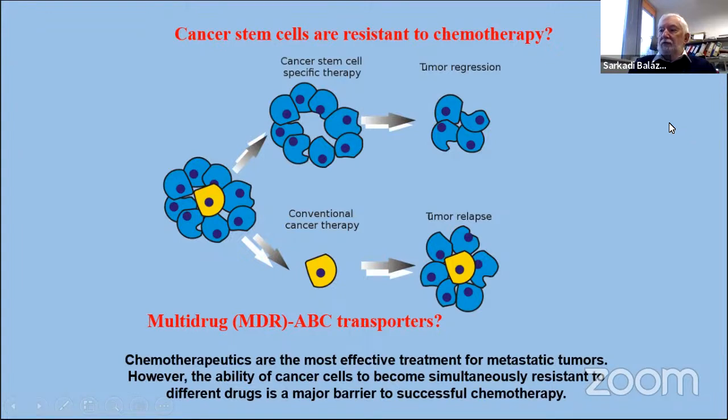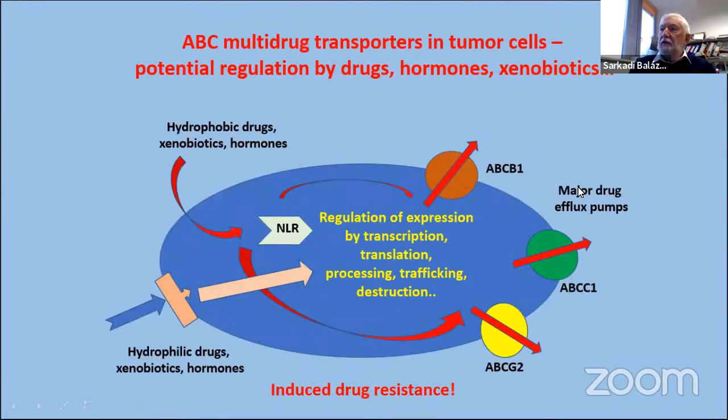I would like to focus on this area of cancer stem cells because chemotherapeutics are the most effective treatment for metastatic tumors. However, the ability of cancer cells to become simultaneously resistant to different drugs is a major barrier to successful chemotherapy. And these multi-drug transporters are able to generate such a drug resistance. So what are these ABC multi-drug resistance transporters?